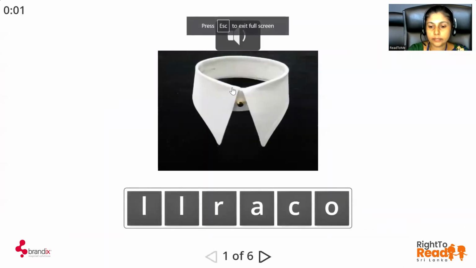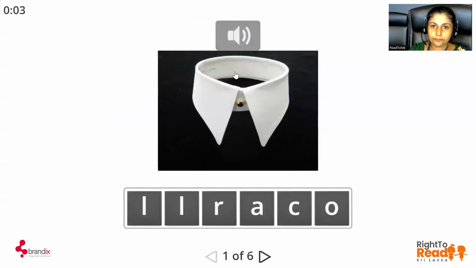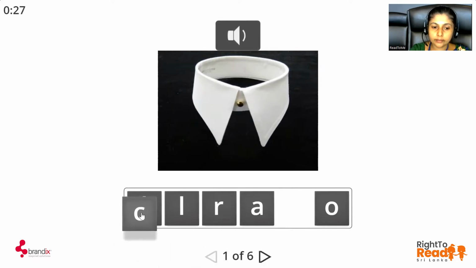Now look at this activity, children. In this activity, you have to rearrange these letters to get a meaningful word. Look at the picture and guess the word. The link is given below the video. You can use the link and do this activity by yourself. Now, what is this word? Collar. Collar starts with the k sound. So we have to take this here.